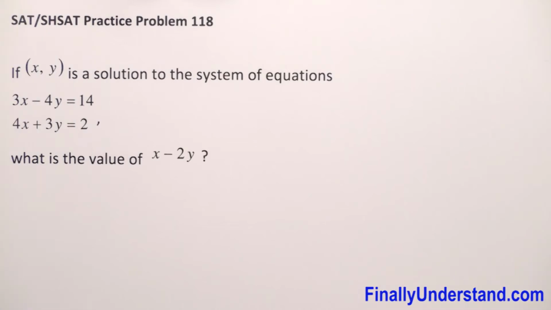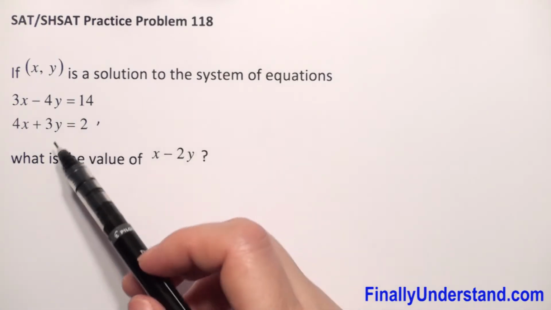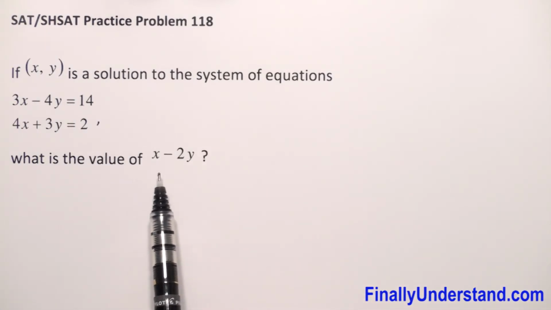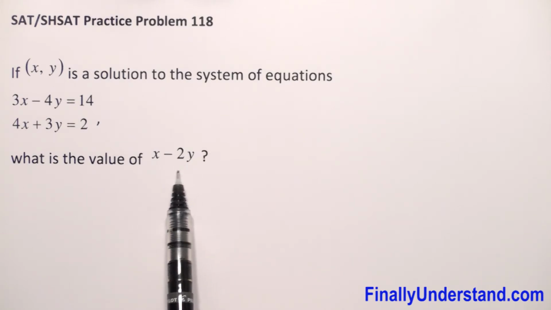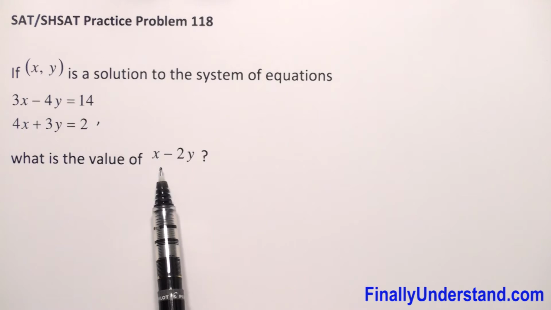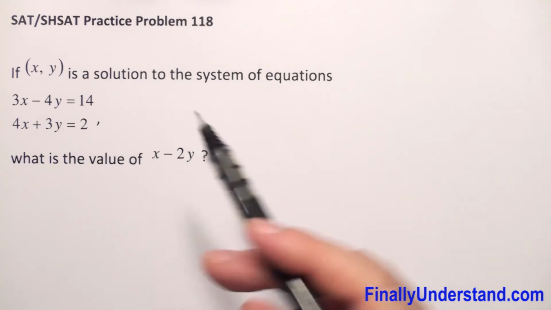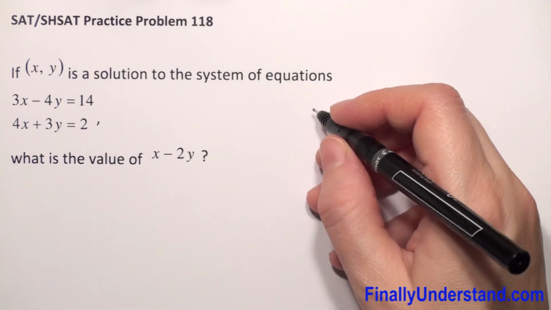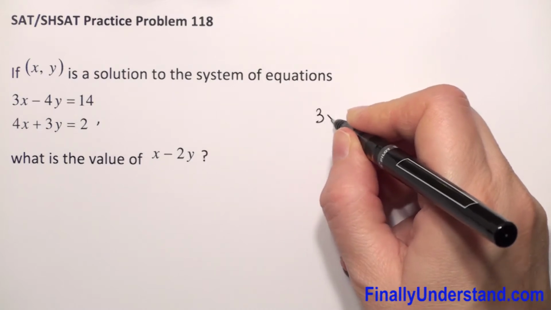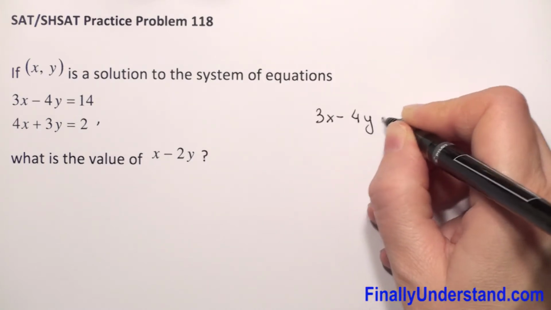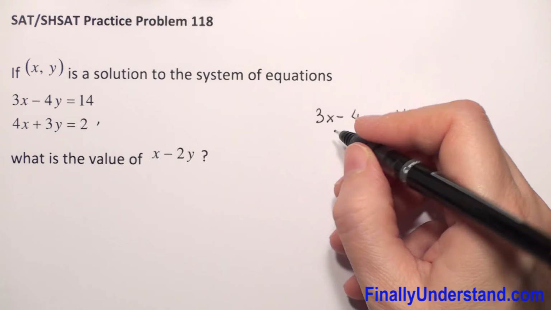If (x, y) is a solution to the system of equations, we have given two equations, what is the value of x minus 2y? To find the value of x minus 2y, we need to find variables x and y first. So let me copy our equations. We have 3x minus 4y is equal to 14.